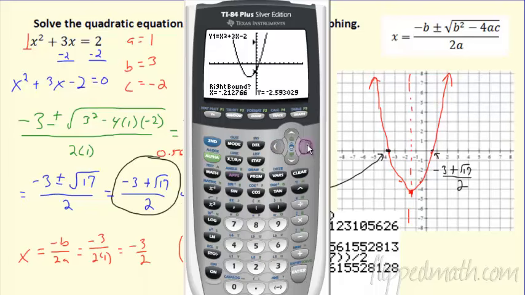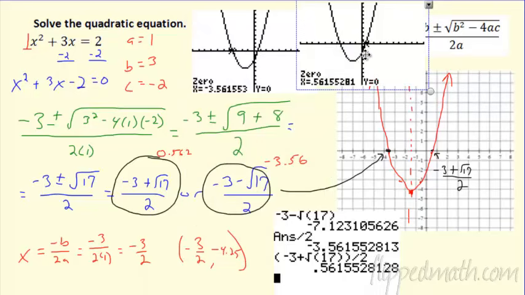I don't care if it's above or below. I'm going left and right of the root. So now the right boundary, hit right a couple times. Then guess it. Boom, 5.61. I hope that's what we said. Is that what we said?